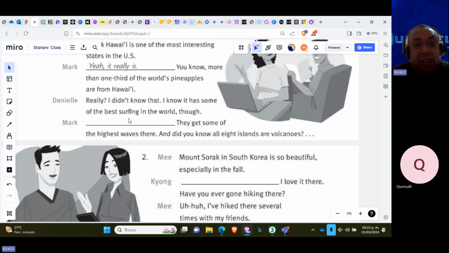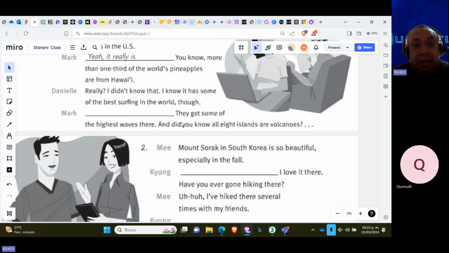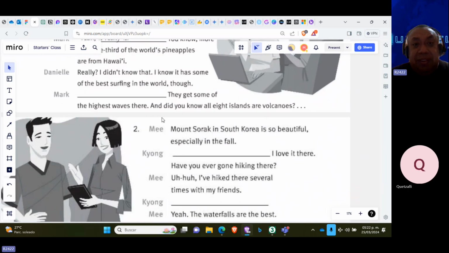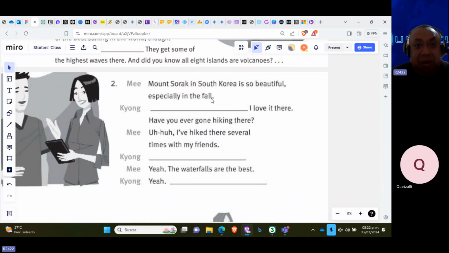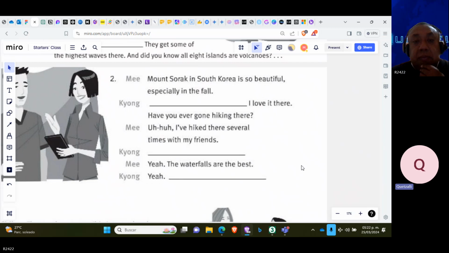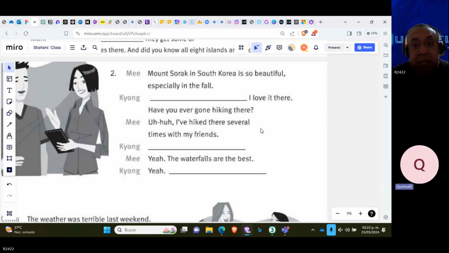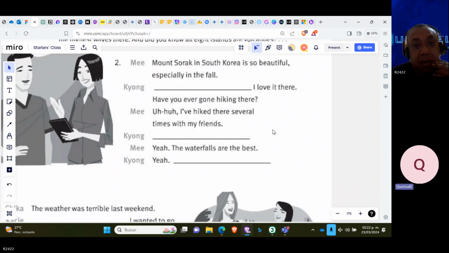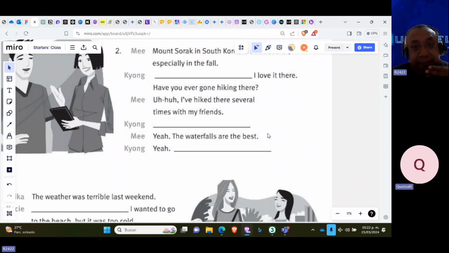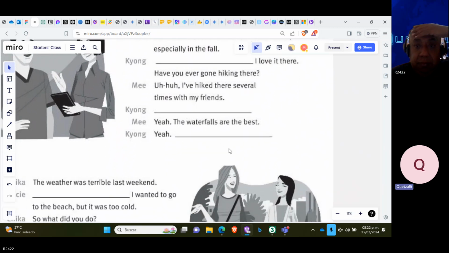I know it has some of the best surfing in the world. It sure does. They get some of the highest waves there. And do you know all eight islands are volcanoes? I guess. Repeat number two. Mount Sorak in South Korea is so beautiful, especially in the fall. It sure is. I love it there. Have you ever gone hiking there? I've hiked there several times with my friends. Yeah, the waterfalls are the best.